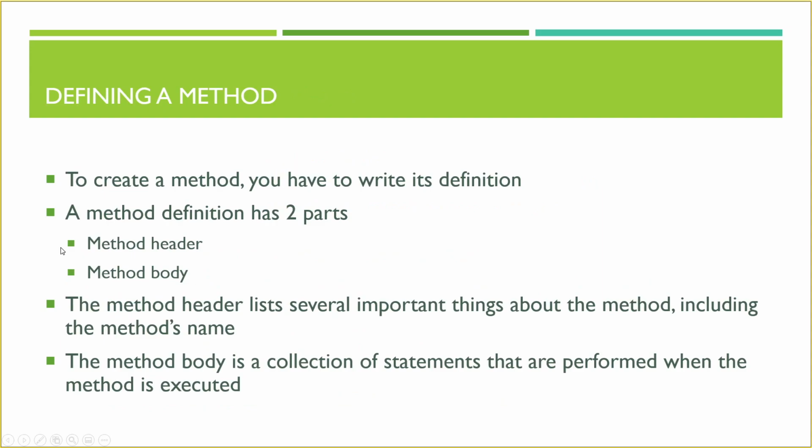Well, to do that, we have to write what we call the method definition. And the method definition has two parts. We have a method header, and we have the method body. The method header lists several important things about the method, including the method's name. So what we're going to call the method, that's also listed in the header. And then the method body is a collection of statements that are performed when that method is executed.